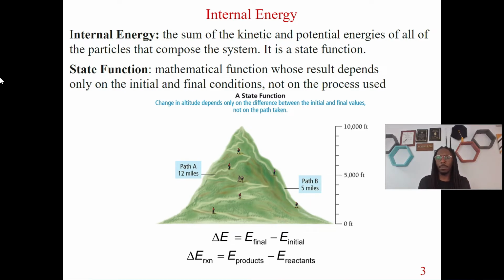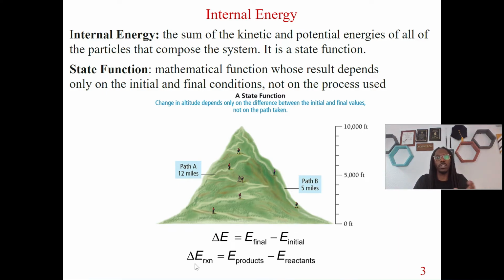We don't care about the process. We don't care about any of that information. We just care about the final and initial conditions. And because of this, we can use this state function to help us find the change in our function. So if we're trying to find internal energy, which is a state function, all you have to do is use your final energy minus your initial energy, because we only care about the final and initial conditions.